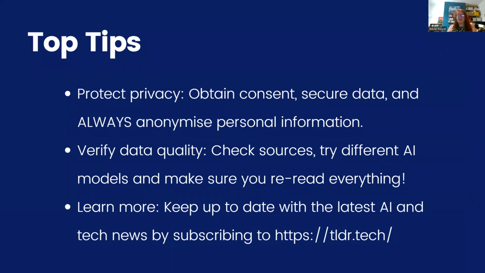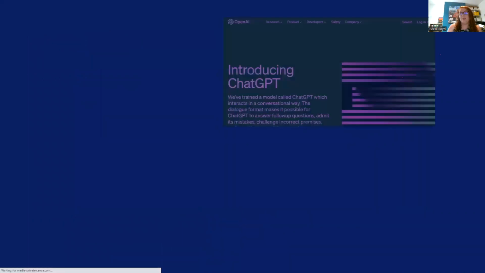So top tips, always protect the privacy of your users. If you can obtain consent, make sure that all of your data is anonymized. Always check your sources. If you're trying to do scientific research, use AI tools that are designed for that. Don't be using ChatGPT for it, because it's not a research tool. And there's a really good newsletter called TLDR, Too Long Did Not Read, and that has a specific AI one, which will give you all your AI news.